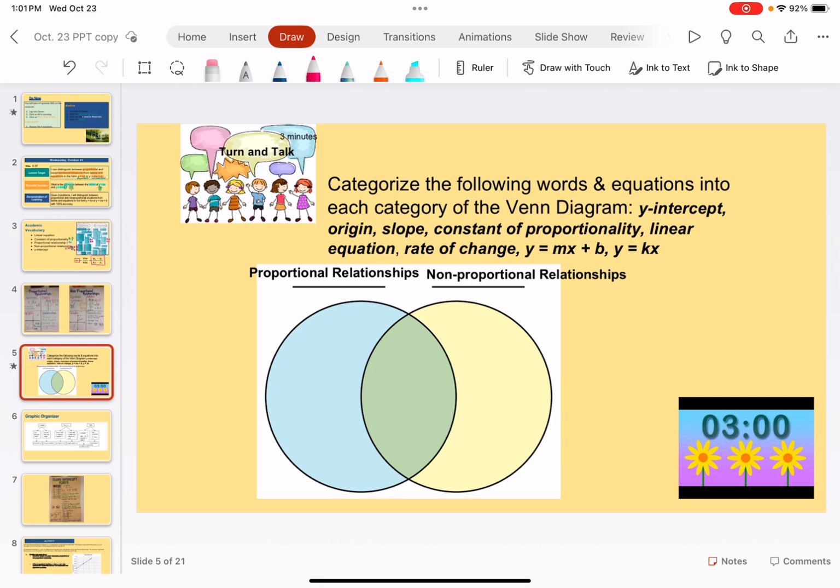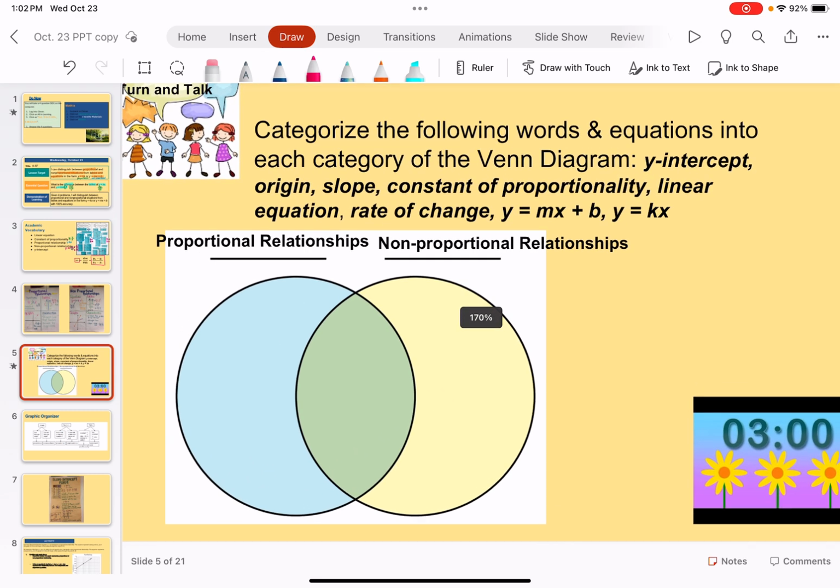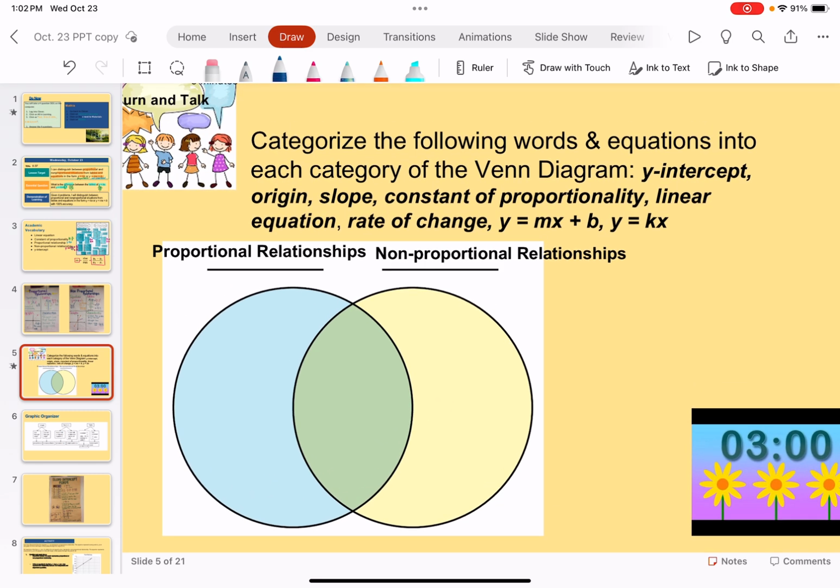Okay, so now we have this turn and talk with a partner. So for this problem, you should be thinking about what vocabulary words go under proportional relationship, what vocabulary words go under non-proportional, as well as what goes for both, right? So that's how we read this Venn diagram. So we have to categorize the following words and equations into the Venn diagram.